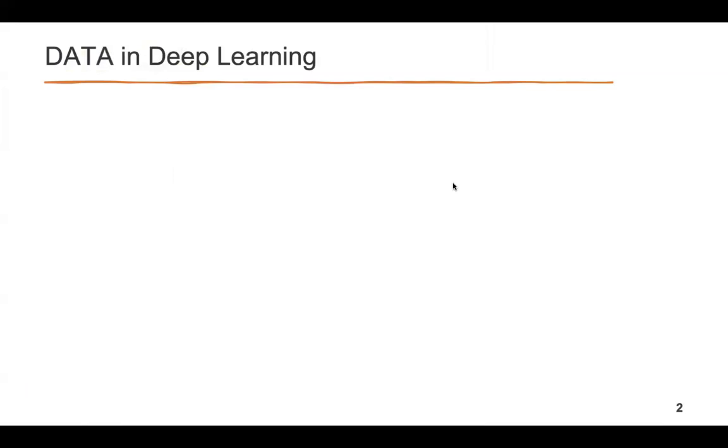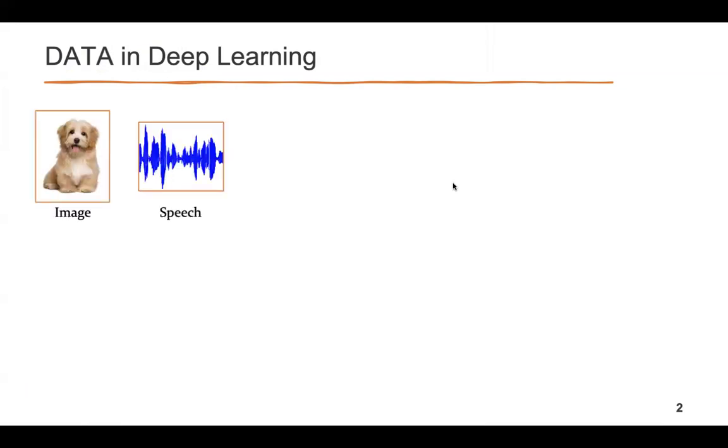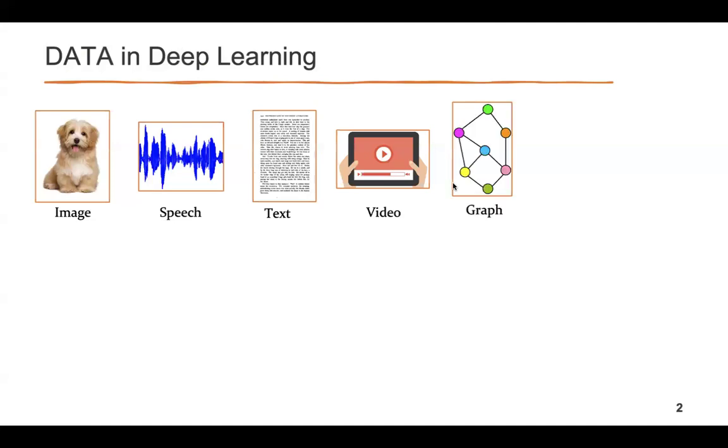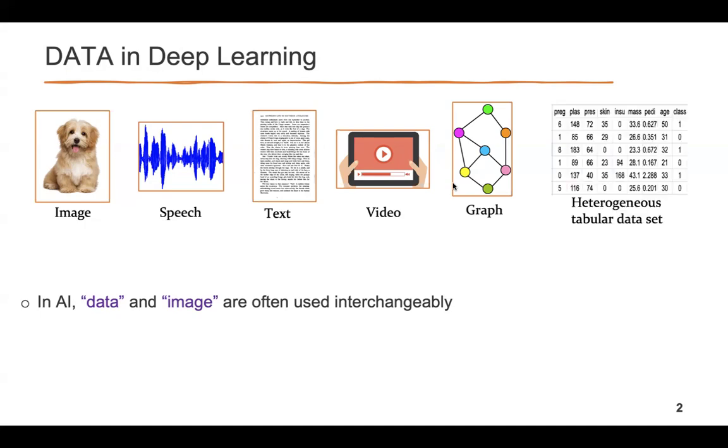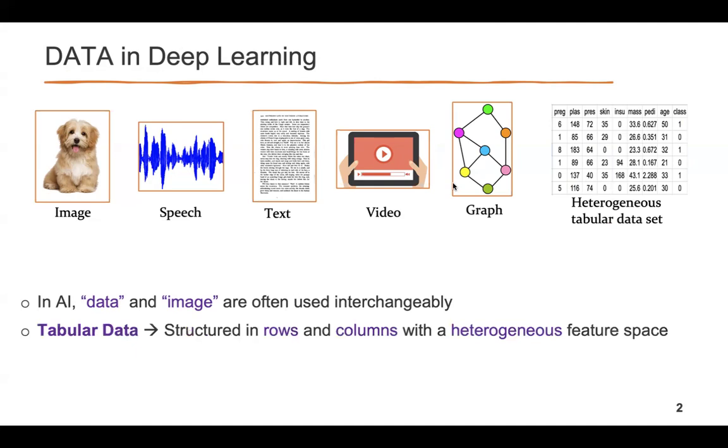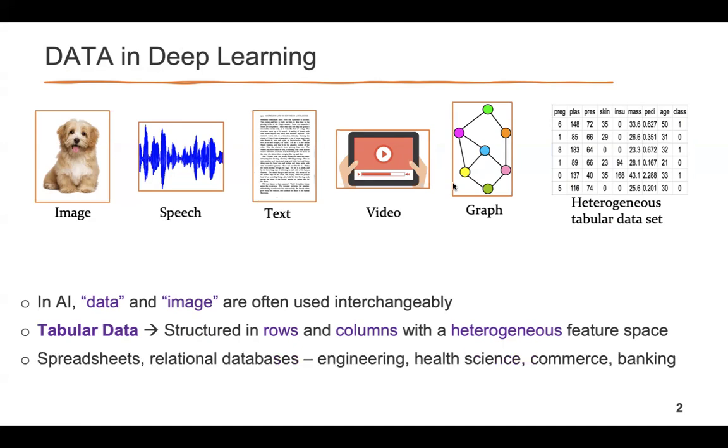Before we talk about today's topic, let's see what are the data domains that we use in deep learning. We see image data, speech data, text data, video, and graph. Even though we have a wide range of data domains in the deep learning literature, in AI, data and images are often used interchangeably. Moreover, we also have one more domain of data, that is heterogeneous tabular data sets. Tabular data are structured in rows and columns with a heterogeneous feature space. Tabular data can come in spreadsheets and relational databases from engineering, health science, commerce, and banking sectors.